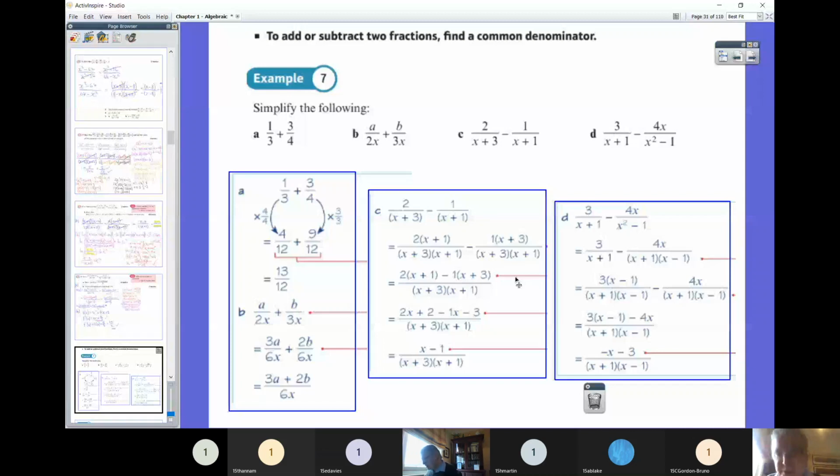Okay, in D here, you've just got to spot that the denominator of the second term is the difference between 2 squares. So that's x plus 1, x minus 1. And then you make that x plus 1, x minus 1 the common denominator by multiplying the first term, top and bottom, by the x minus 1.